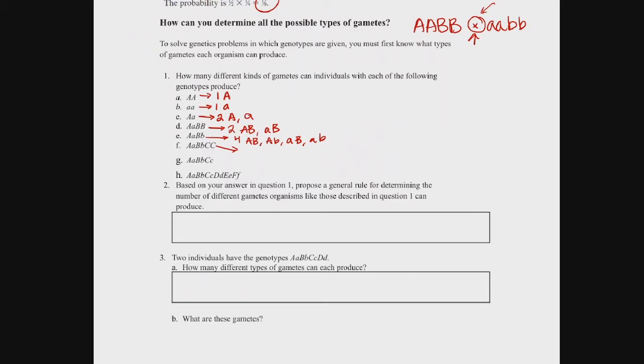For F, we would see four, because we could have big A, big B, big C. Big A, little b, big C. Little a, big B, big C, little a, little b, big C. These are all in equal proportions, just so you guys know. And in G, this one would have 8. So to write them all out, we would have basically this exact same thing, except just replace this big C with a little c. So I'm just going to write the little c component.